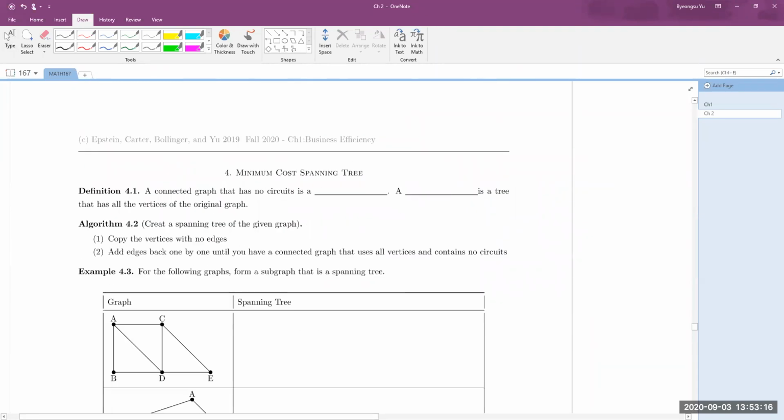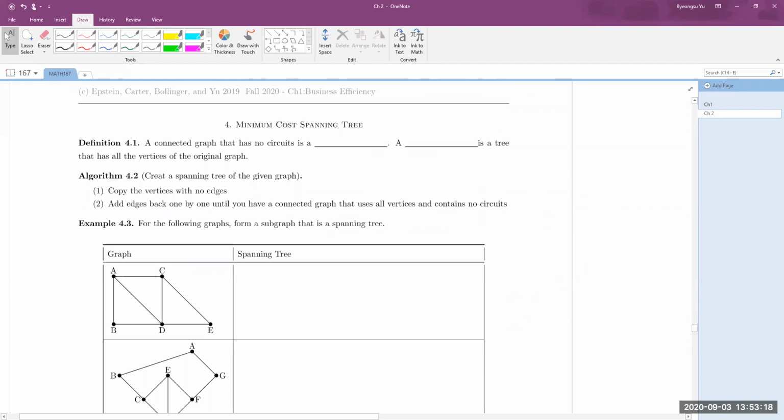Okay, then let's derive the minimum cost spanning tree. So a connected graph that has no circuit is called a tree.